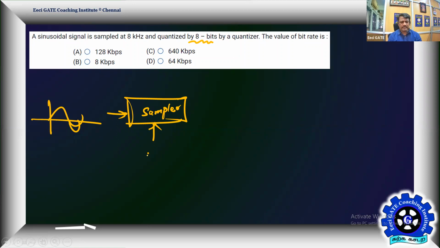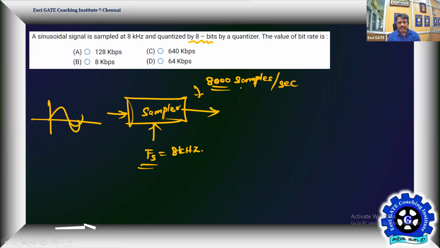So this is getting sampled at what frequency? Fs is given as 8 kilohertz. That means you're going to get 8,000 samples per second. In common sense, it's 8,000 samples per second. So the sampler will produce, assuming it's obeying the Nyquist sampling theorem, so there is no aliasing, simply 8,000 samples.